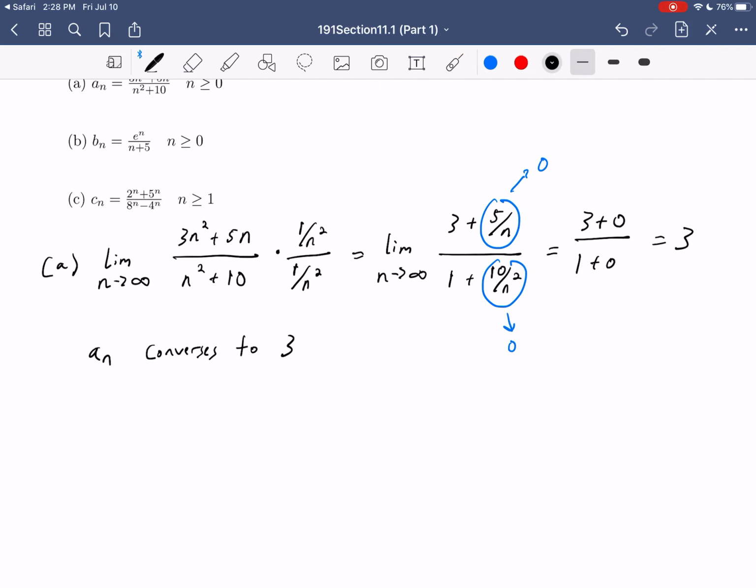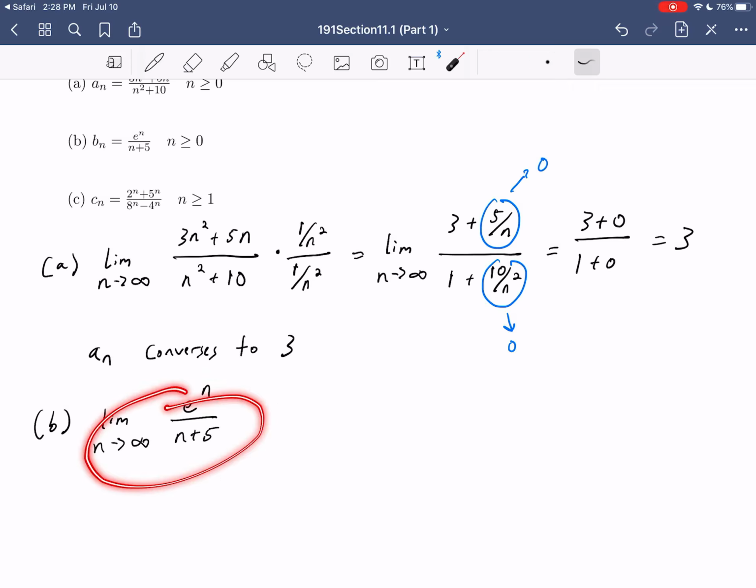Okay, let's try b here. For b, we have the limit as n goes to infinity of e to the n over (n plus 5). For this one, there's no trick like this, because up top you have an exponential, and in the bottom you have a polynomial, specifically a linear one. Whenever you have mixed types of functions, in this case exponential and polynomial, this is where you will want to use L'Hopital.